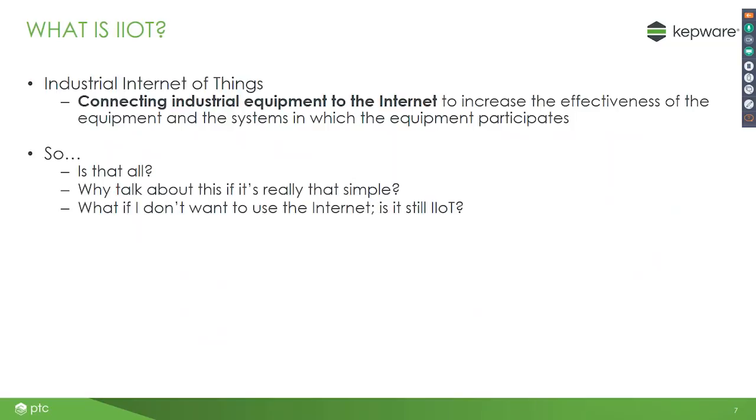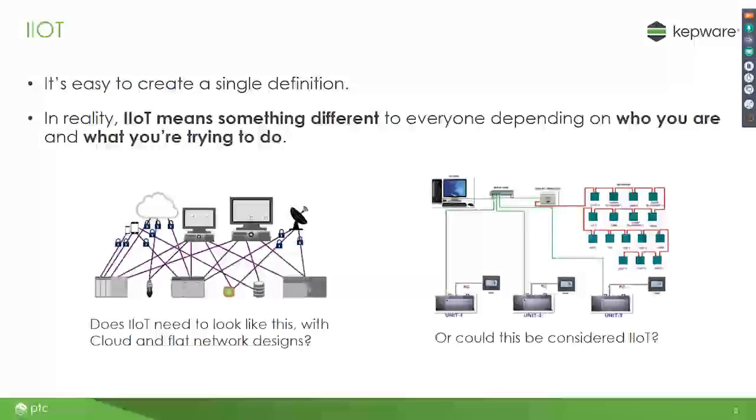So like Ray was discussing, there are lots of different topologies, lots of different technologies here. So it can be really tempting and simple to create a single definition for all this stuff. Like I said in the previous slide, if the goal is simply to increase the effectiveness of equipment and systems, there are lots of different ways to do that. So is that really what IIoT is all about? Is that too broad a definition? And then what if we don't use the capital I public internet? Is it still considered IIoT? So there are lots of questions, right?